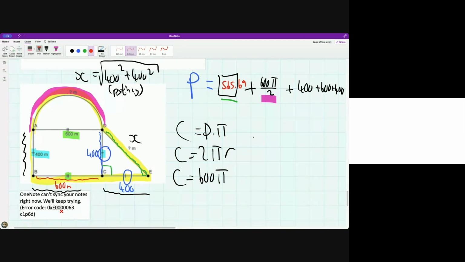Okay, so now to get the final perimeter, we need to add up all these values. So we are going to add up 1,400 for this bit over here, plus 300 times pi divided by 2, plus 565.69. What is the final answer that you are getting for the perimeter?